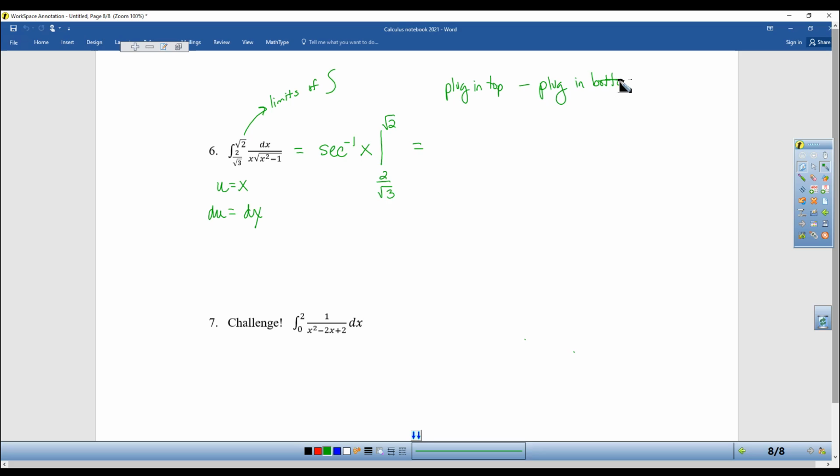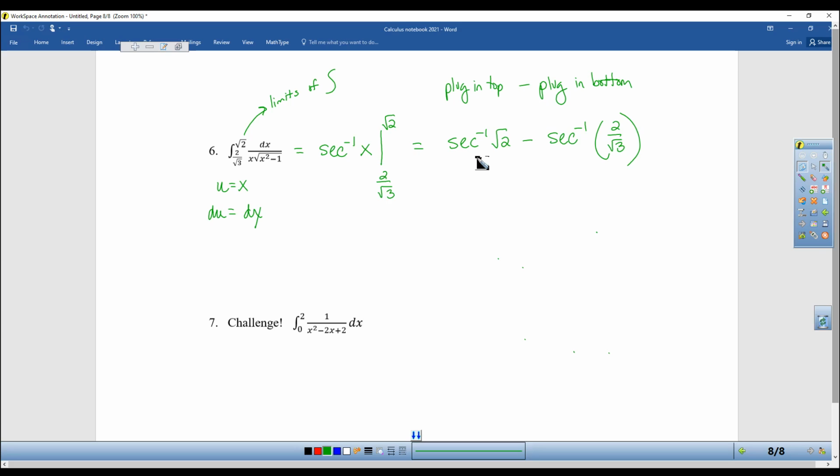I know this absolutely means nothing to you at this point, but it actually has a very cool meaning. It is the whole purpose behind integration, but right now we're just going to focus on the skill, and later we'll focus on what it means. So inverse secant of square root of 2 minus inverse secant of 2 over the square root of 3.